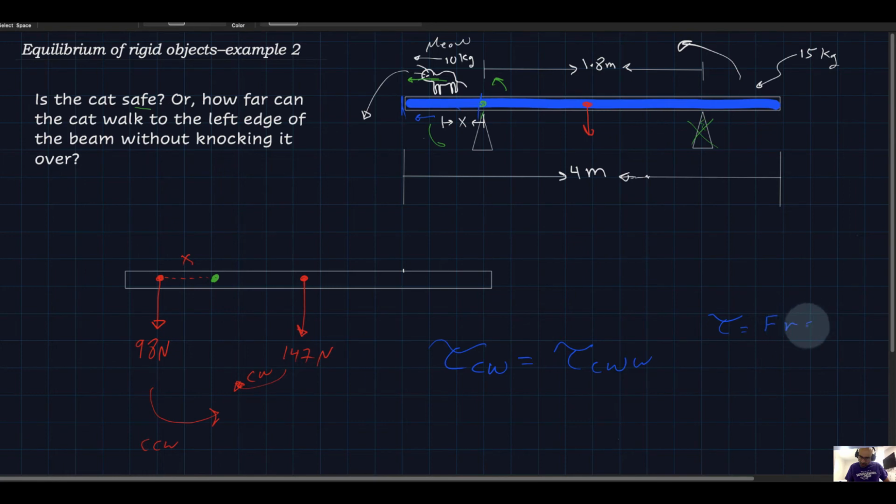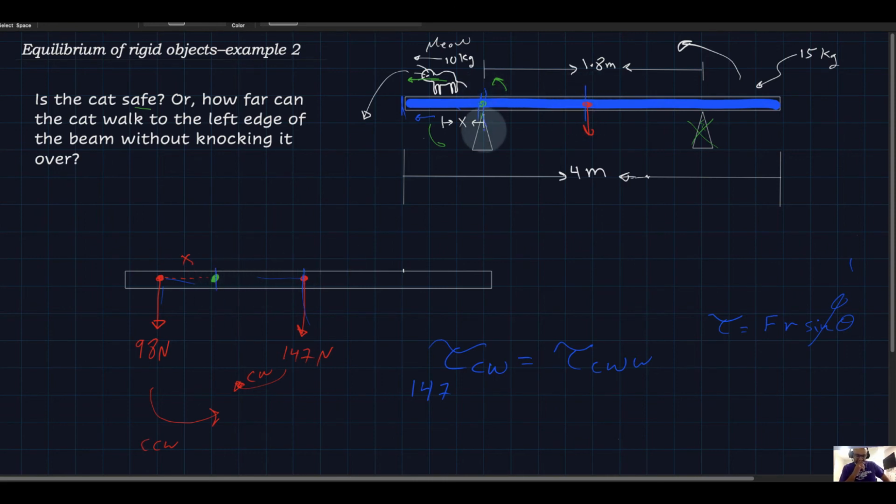So torques clockwise. We know that the torque is equal to the force times r times sine theta. For all these forces, the angle between the arm of the force and the force is 90 degrees, so sine 90 is 1, so no worries about the angle. So we just have to multiply the force times r. The force for the clockwise torque is 147 times the arm of the force, which is the distance between here and here.